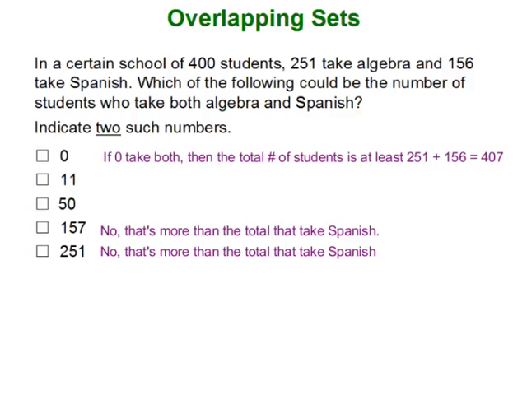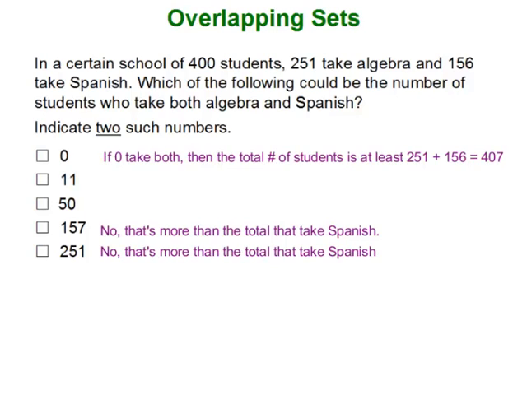If 0 take both, then the total number of students is at least those that take algebra and those that take Spanish. And that's 407, that's too many. We know the school has fewer students than that. So in other words, if there's no overlap, we have too many students, and if we have to have 400 students, there must be some students that take both algebra and Spanish.